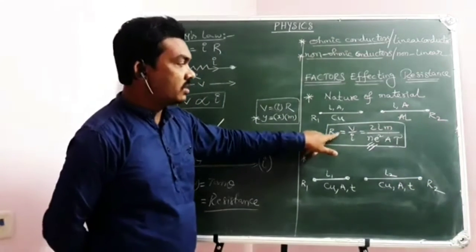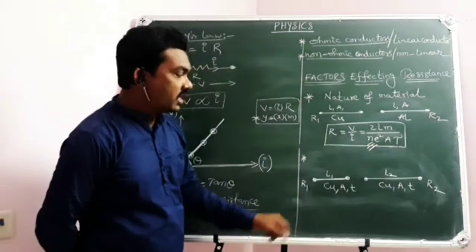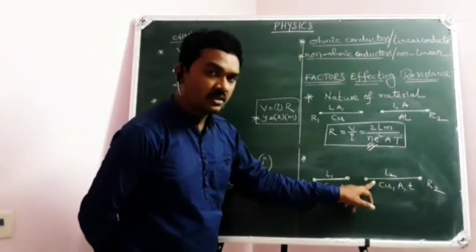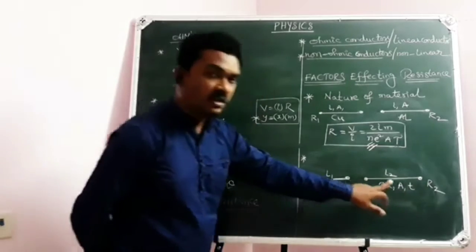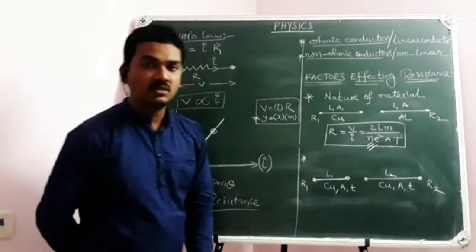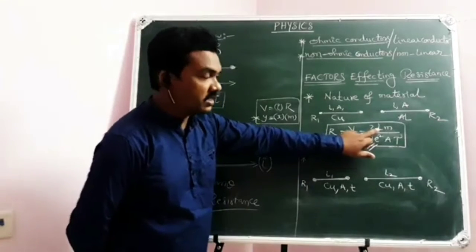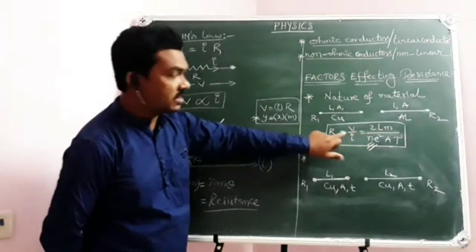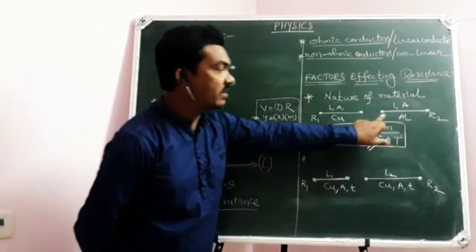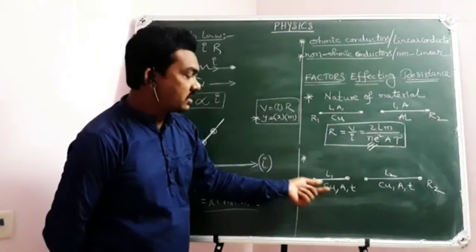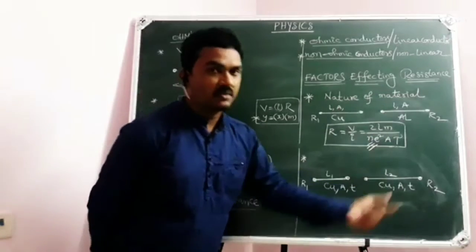Look at this. R equal to V by I, that equals 2Lm by N e square A tau. When you have taken two different conducting wires of the same material, having the same cross-sectional area at the same temperature conditions, but their length is different, if length increases, resistance will increase, because L is in the numerator. When the numerator value increases, the fraction value will increase. So the resistance of a conductor varies according to its length.